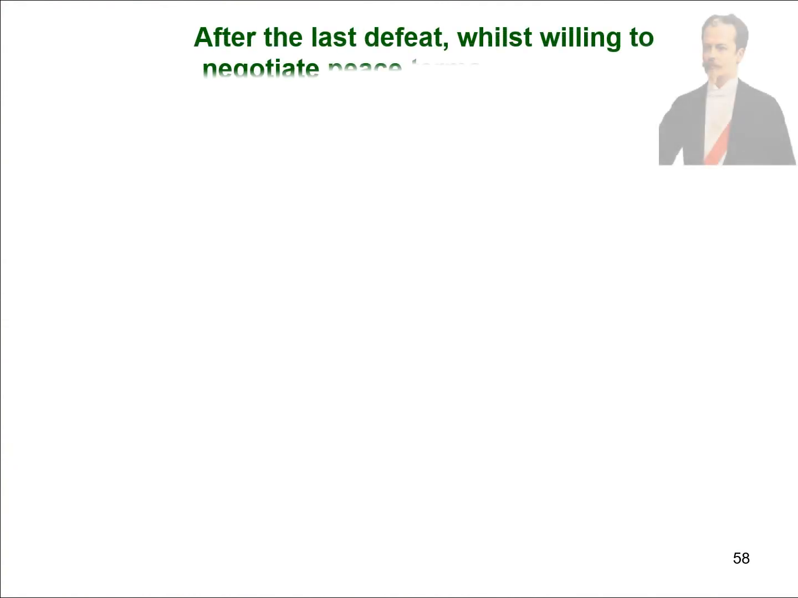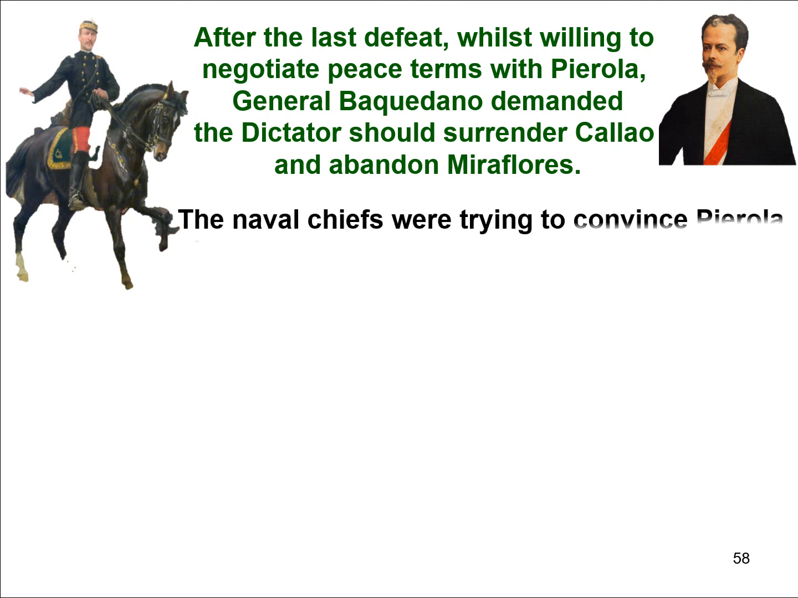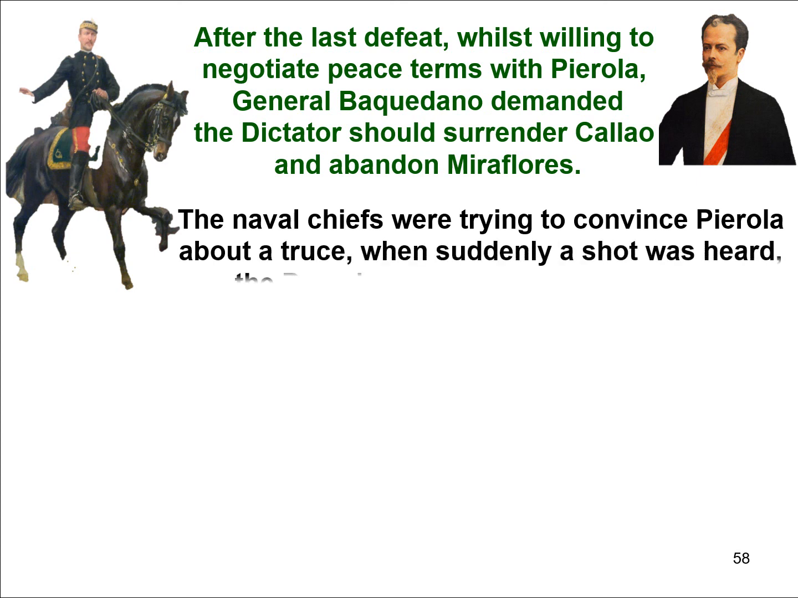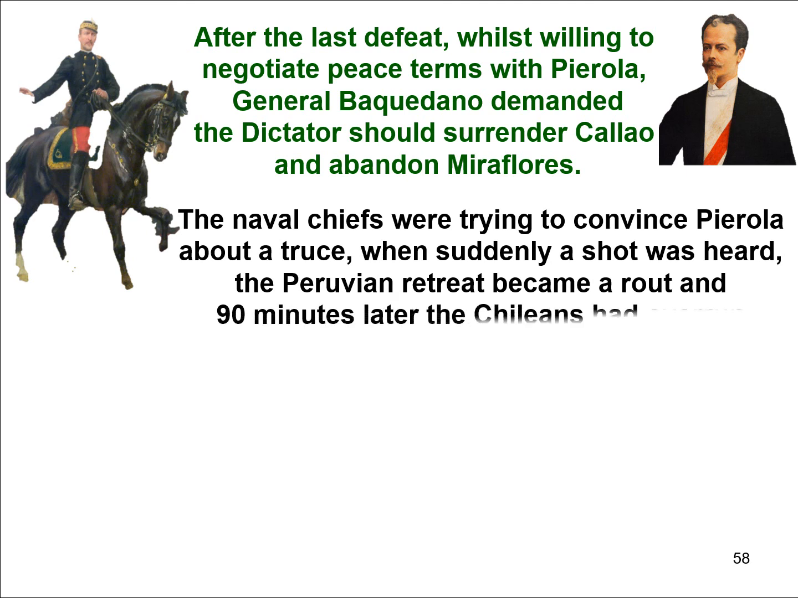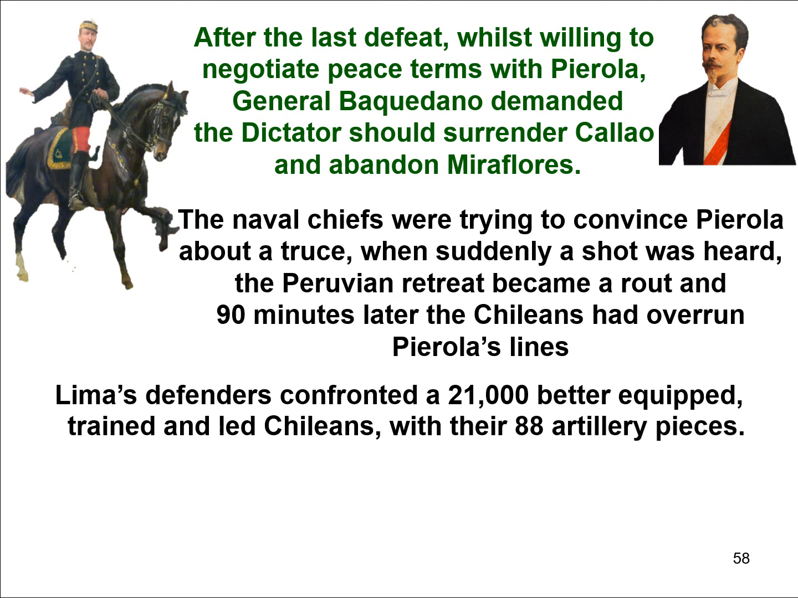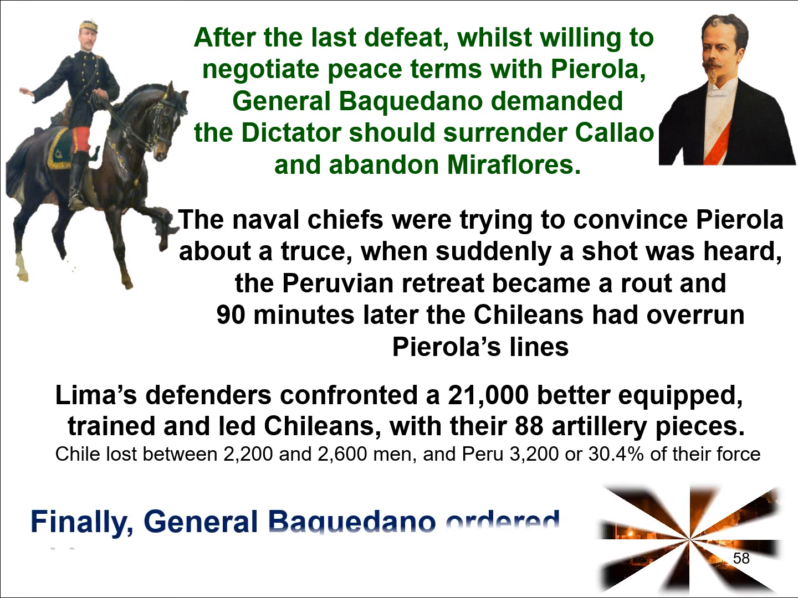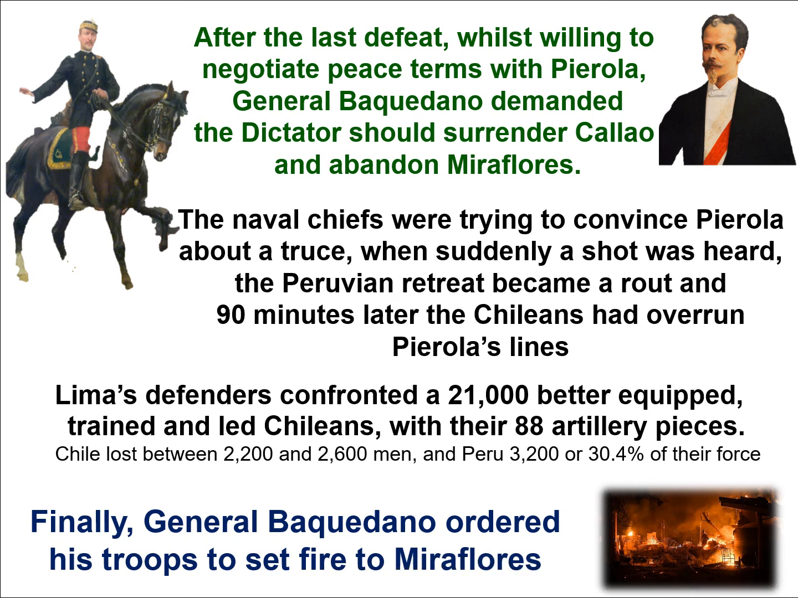After the last defeat, whilst willing to negotiate peace terms with Nicolas Pierola, General Baquedano demanded the dictator should surrender Callao and abandon Miraflores. The naval chiefs were trying to convince Pierola about a truce, when suddenly a shot was heard. The Peruvian retreat became a rout, and 90 minutes later, the Chileans had overrun Pierola's lines. Lima's defenders confronted 21,000 better equipped, trained and led Chileans with their 88 artillery pieces. Finally, General Baquedano ordered his troops to set fire to Miraflores.